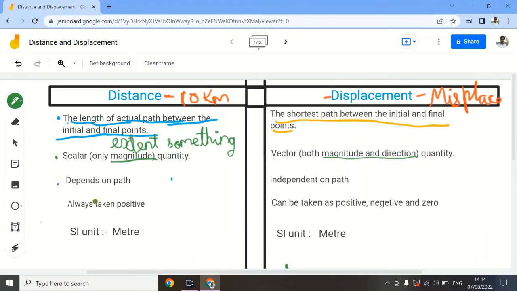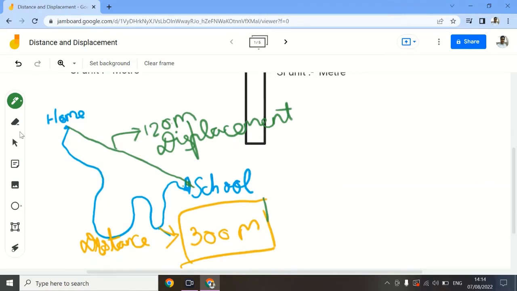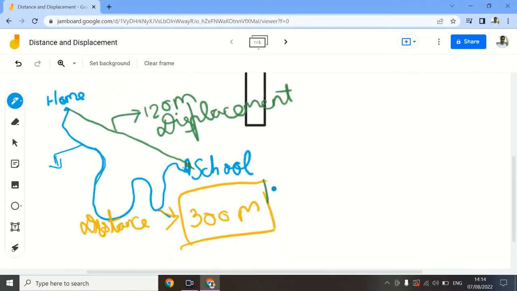The next point is depends on path. What is the path here? This is the path of distance, the actual path. So distance depends on the path. And when we go to displacement, it says that it is independent of path. It doesn't depend on the path. It is the shortest between the initial and the final point, as I said.